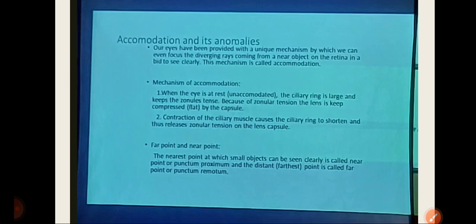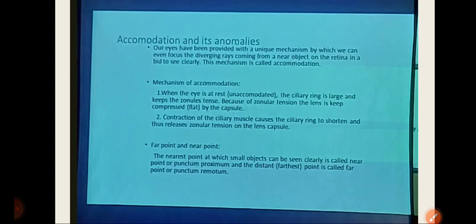Far point and near point will vary with the static refraction of the eye, as is given in an ametropic eye. Far point is infinity and near point varies with age. In a hypermetropic eye, the far point is virtual and lies behind the eye. In a myopic eye, it is real and lies in front of the eye.